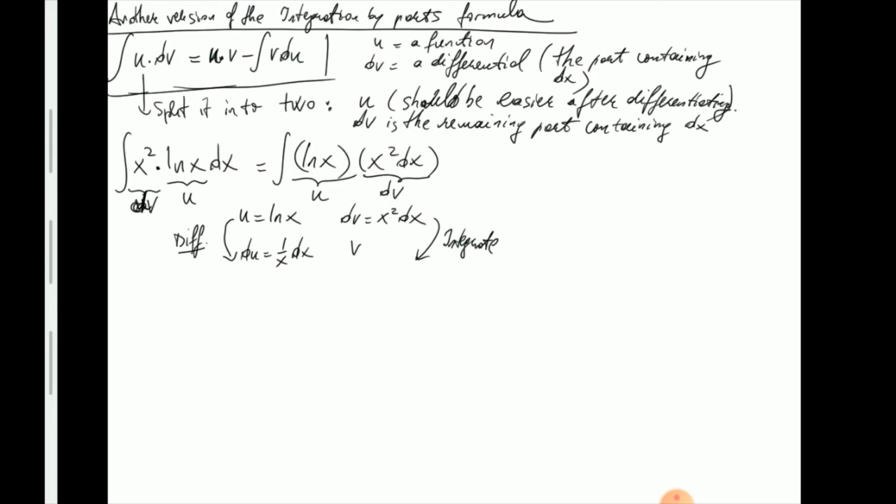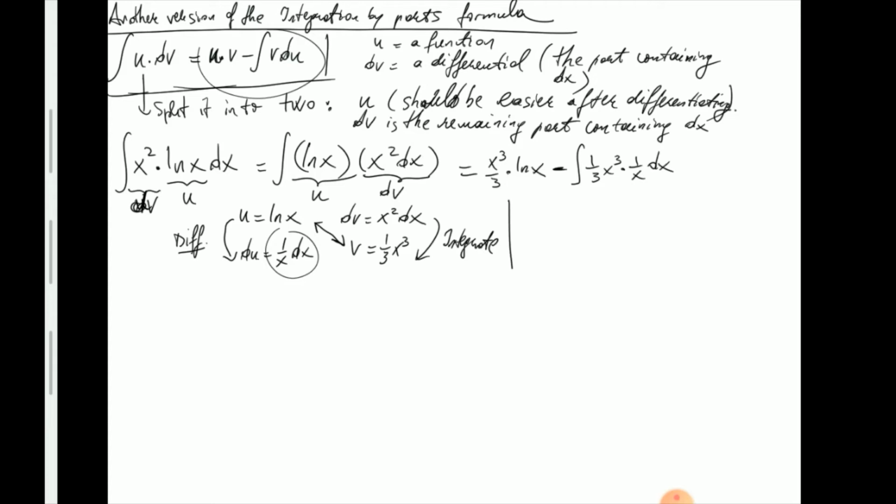Right, so you move from dv to v by integrating x squared dx, which gives 1/3 x cubed. Then you proceed with the integration by parts formula, which states that outside the integral you write u times v. So that's x cubed over 3 times ln of x, minus the integral of v du, where v is 1/3 x cubed, times du, which is 1 over x dx.